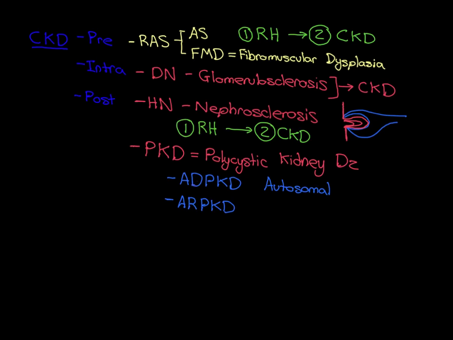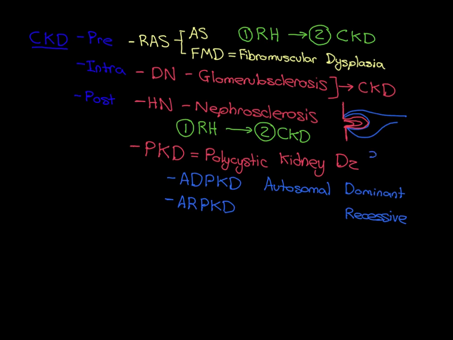Dominant means that you only have to have one copy of the disease allele to get the disease, whereas recessive means that you have to have both copies of the disease allele in order to get the disease. Now, the reason it's called polycystic kidney disease is that in both diseases you're going to get cysts forming within the kidneys. Let me just explain this a little bit more.